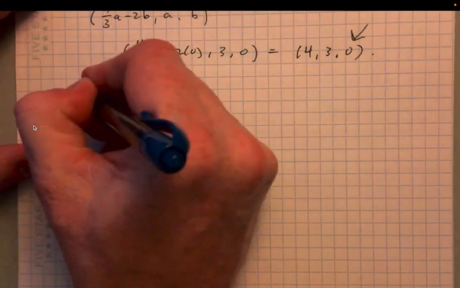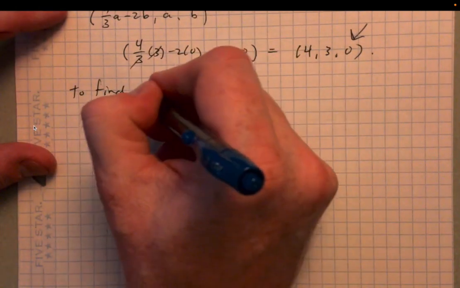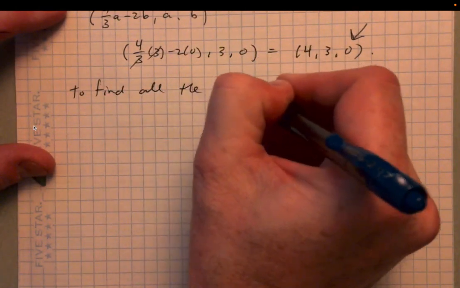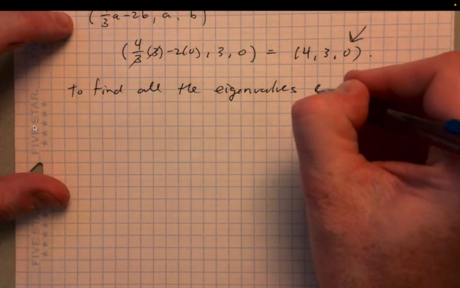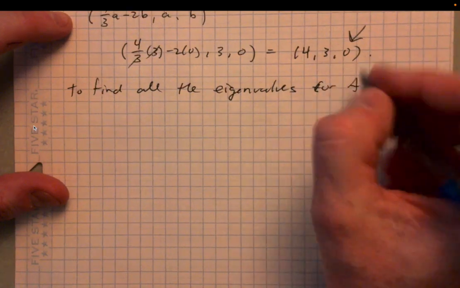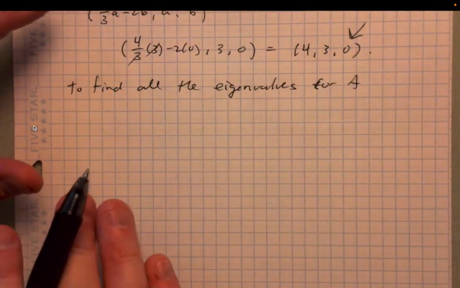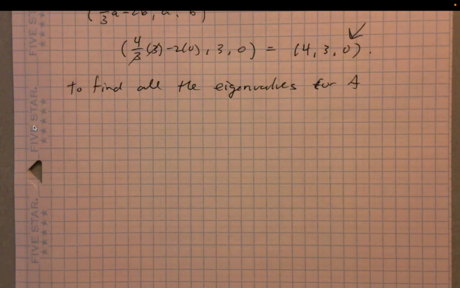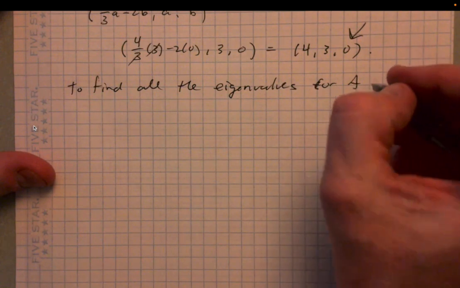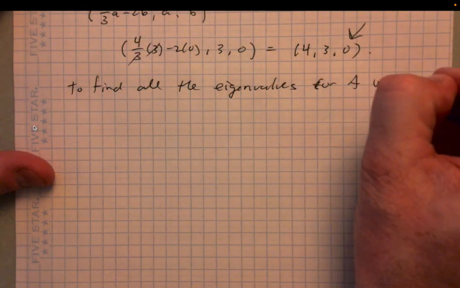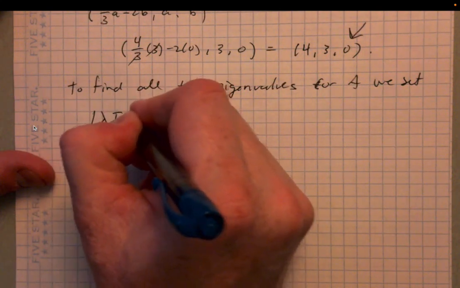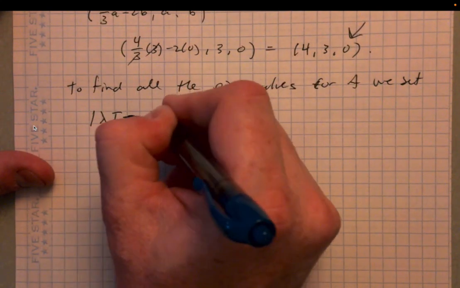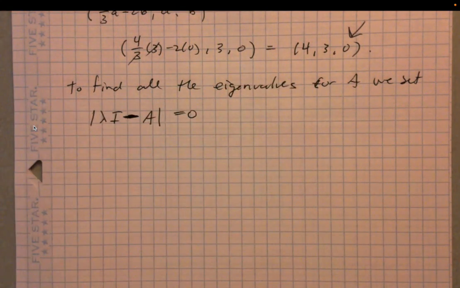Well, to find all the eigenvalues, there are different approaches you can take, but usually the most elementary approach is to do the following. To find all the eigenvalues for A, we set the determinant of lambda I minus A equals 0, and we solve for lambda.